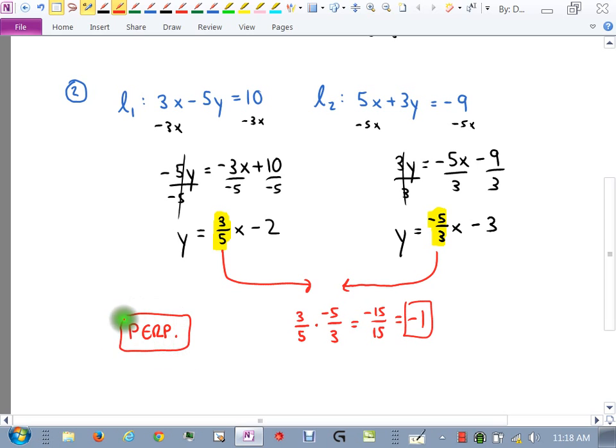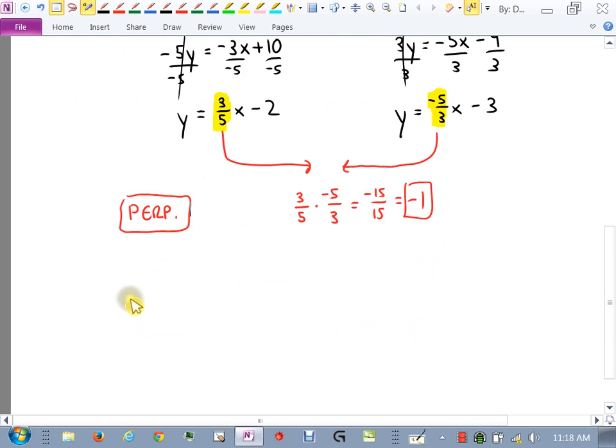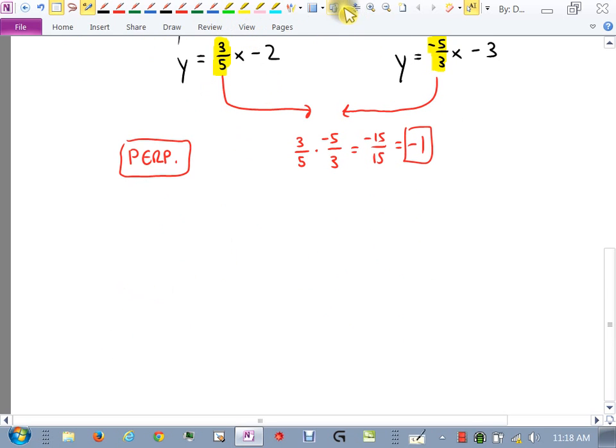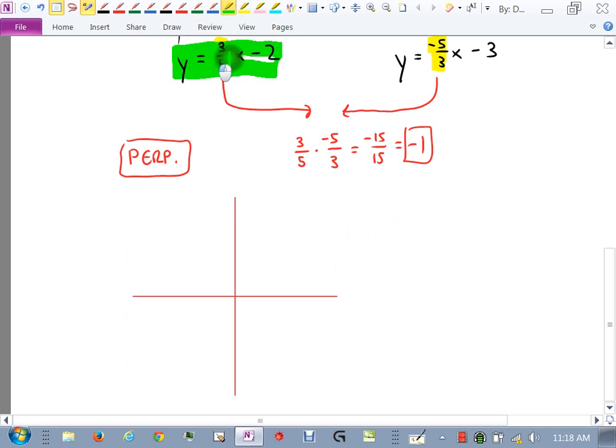Now it also asks us to sketch these lines. So what I'm going to do is I'm going to use my information up here. I have in both of these equations here, I have y equals mx plus b. So let me start with line 1. I'll do that one in red. I go down negative 2. That's my y-intercept. And then from that point, I use the slope, which is 3 over 5.